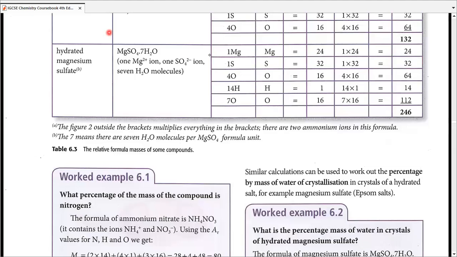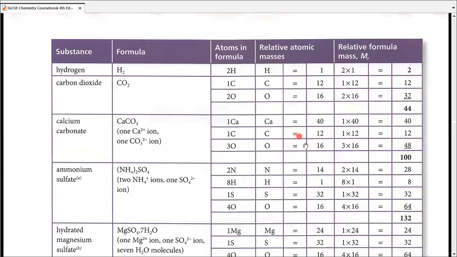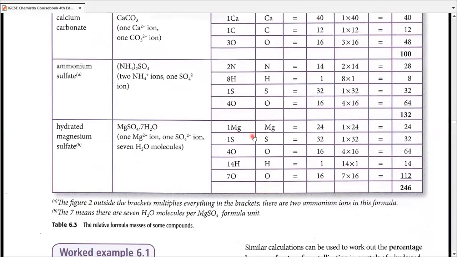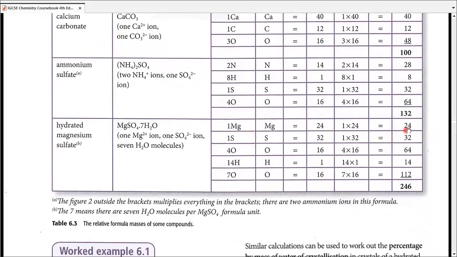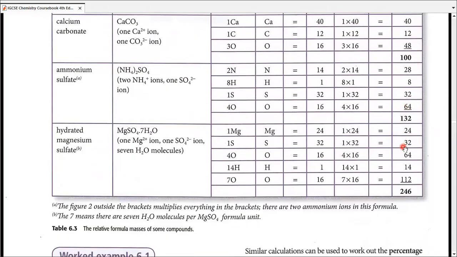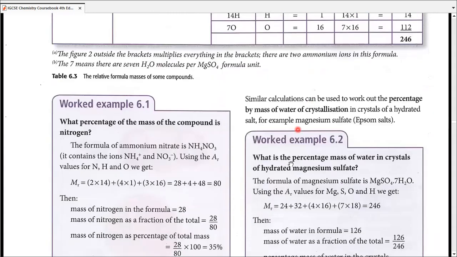Okay, so we're now back to the book, and as you can see, we have many relative atomic masses, or Mrs, calculated over here, or how many atoms there are in the formula: carbon dioxide, calcium carbonate, ammonium sulfate, hydrated magnesium sulfate. They have even calculated the separate masses so that it's easier for us to point out the mass of any specific atom. And they also tell you how the bracket changes everything, or what the dot means in these formula units.